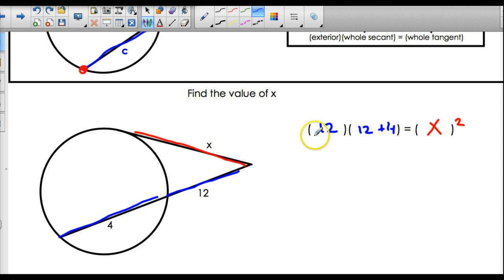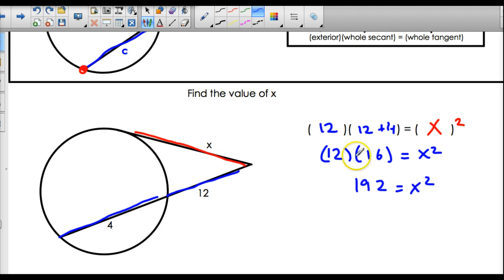Now, here's another way to do it. Both are equally as good. You can add the parentheses first. So this would be 12 times 16 is equal to x squared. 12 times 16, let's see, that's 192, is equal to x squared. And then we just take the square root of both sides to solve, and we get x is equal to the square root of 192.